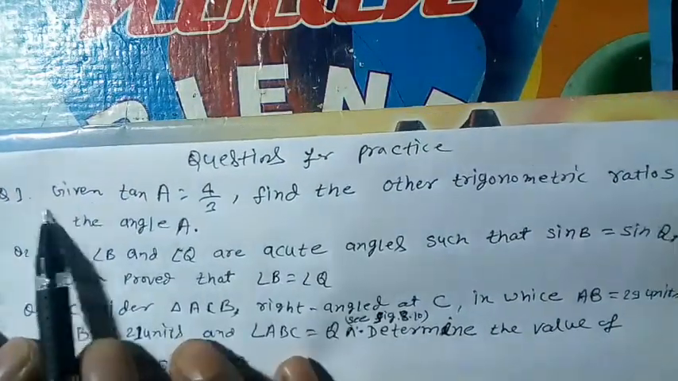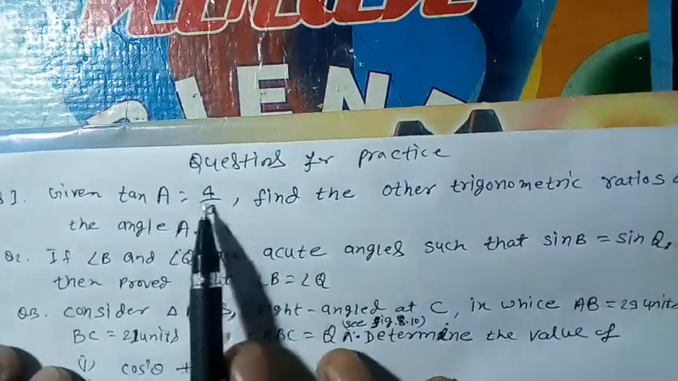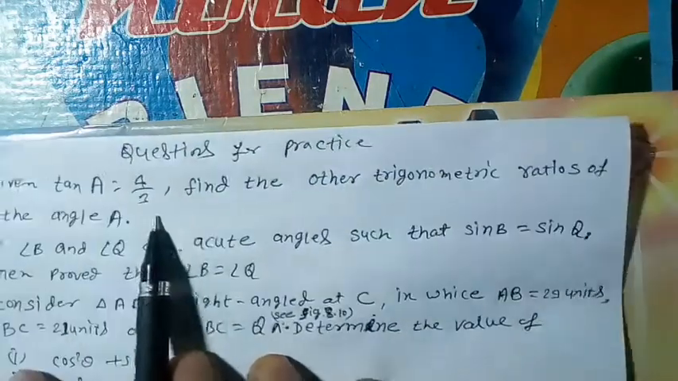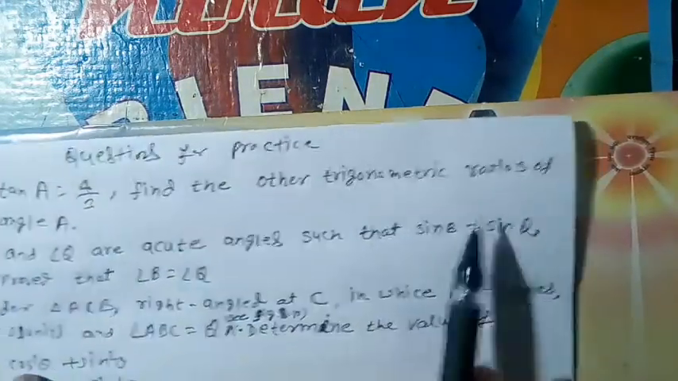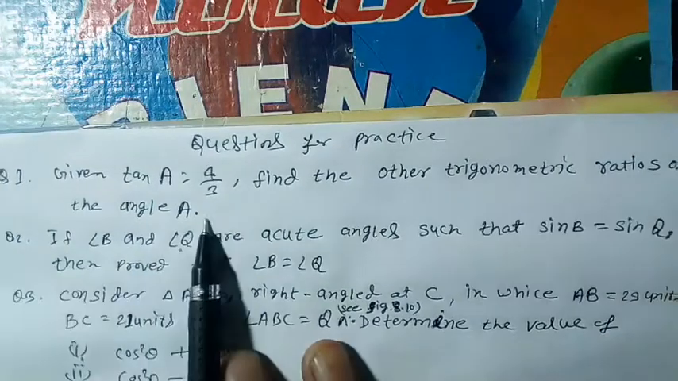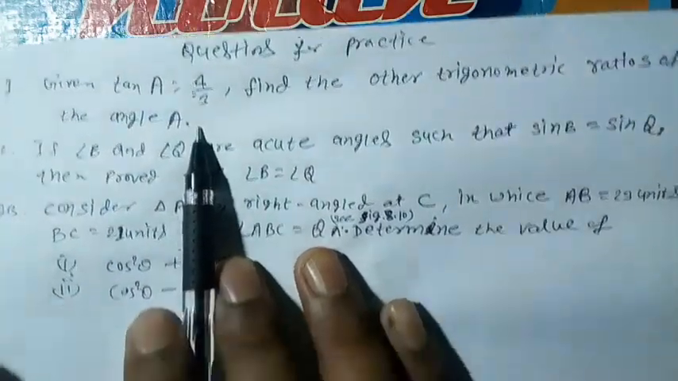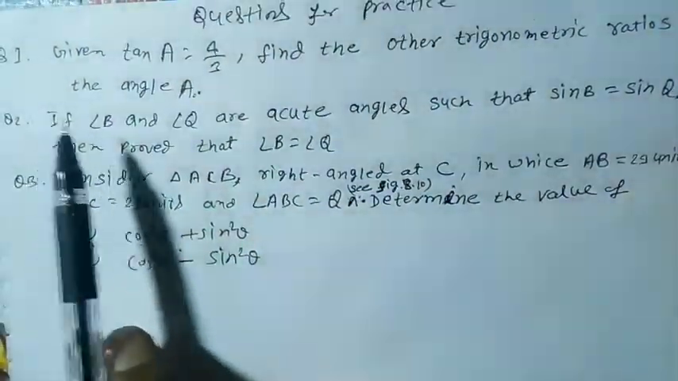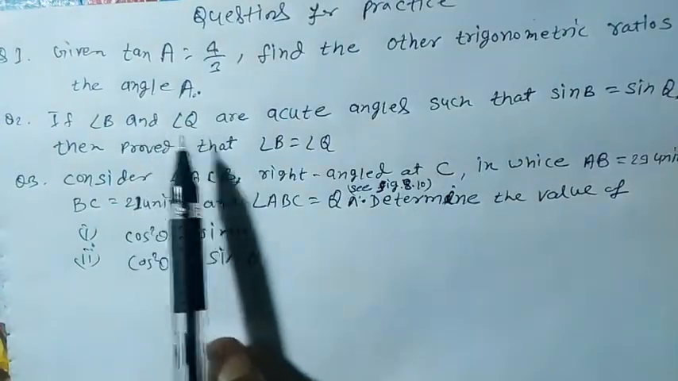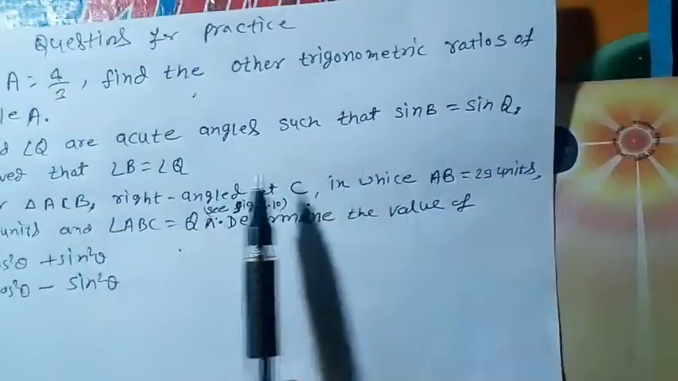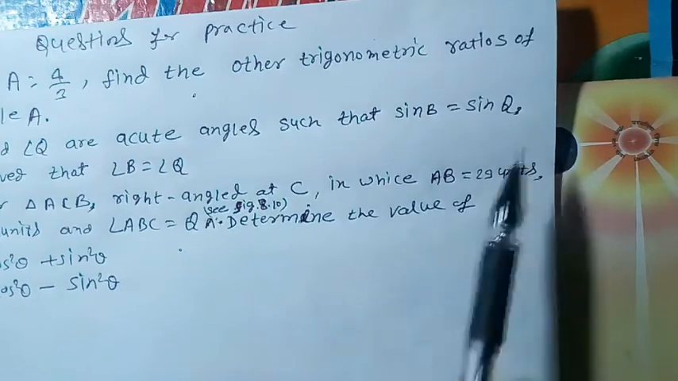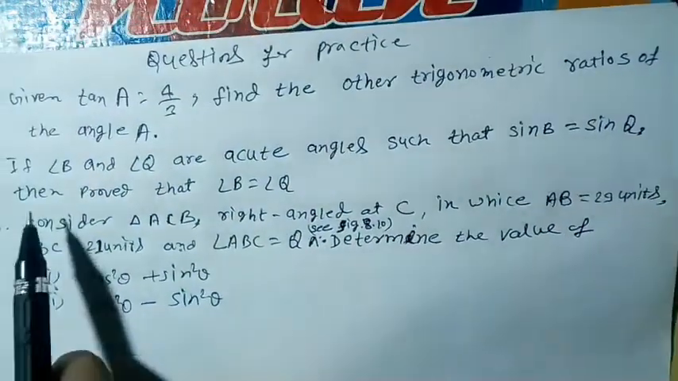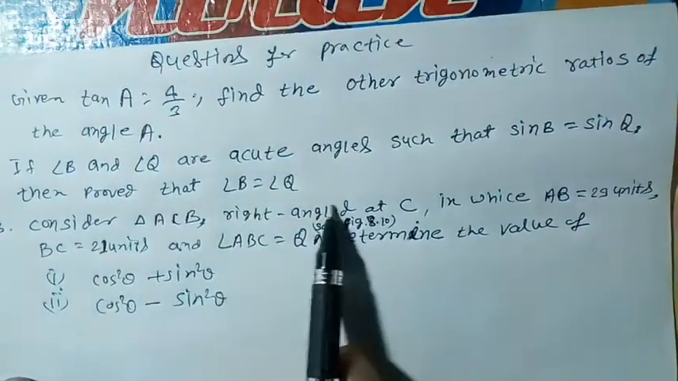Question number 1, given tan A is equal to 4 by 3, find the other trigonometric ratios of the angle A. Question number 2, if angle B and angle Q are acute angles such that sin B is equal to sin Q, then prove that angle B is equal to angle Q.